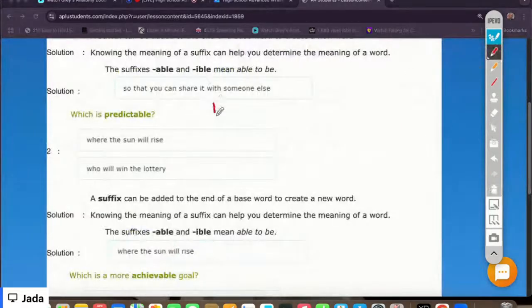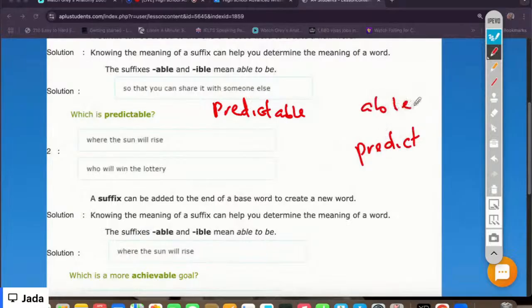So we have predictable. Now the base word here is what? Predict. And then the suffix is able. So what does it mean? Where the sun will rise, or who will win the lottery. It's very easy to predict where the sun will rise. Unlike the lottery, it's very difficult.